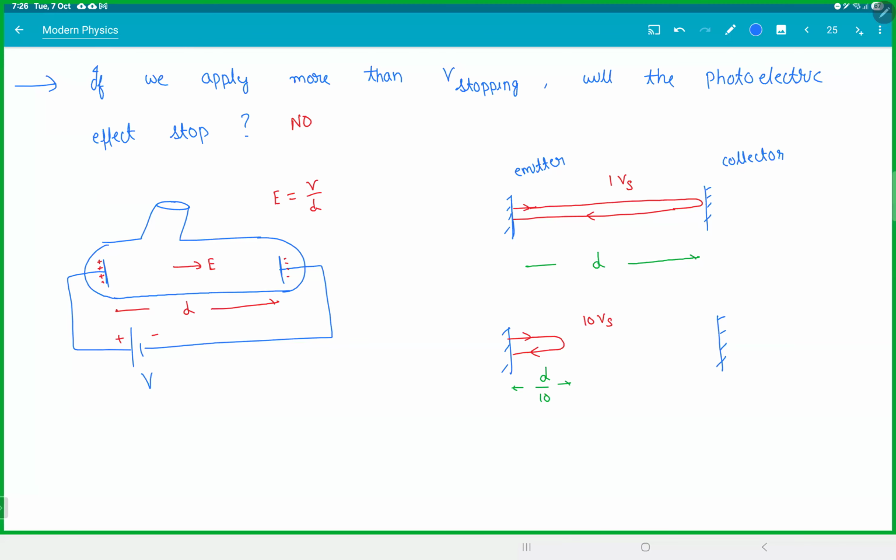So a general misconception is that if you apply more than the stopping potential, the photoelectric effect will stop. No. It feels like it stopped because the current has become zero, but electrons are still coming out. Just because you can't see current doesn't mean the electrons are not coming out. So electrons will travel less distance. That is what will happen. Clear with this? So changing the battery's voltage will not affect the photoelectric effect. What it changes is how far the electrons will travel.